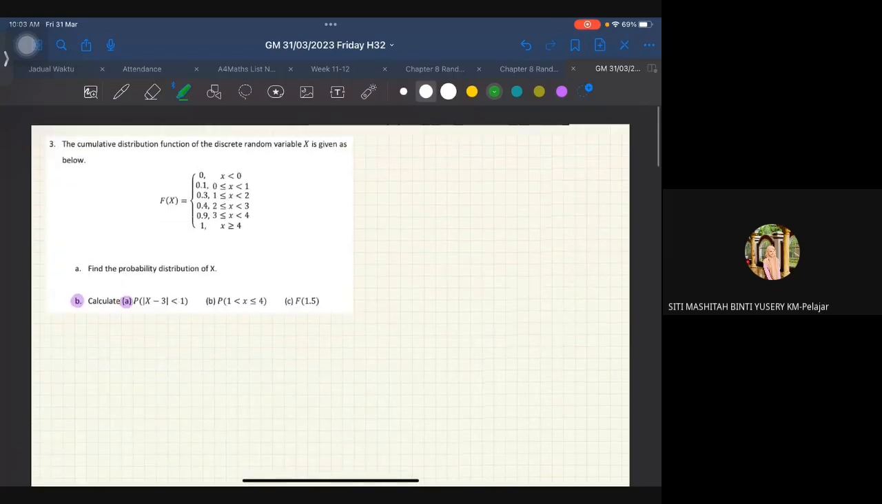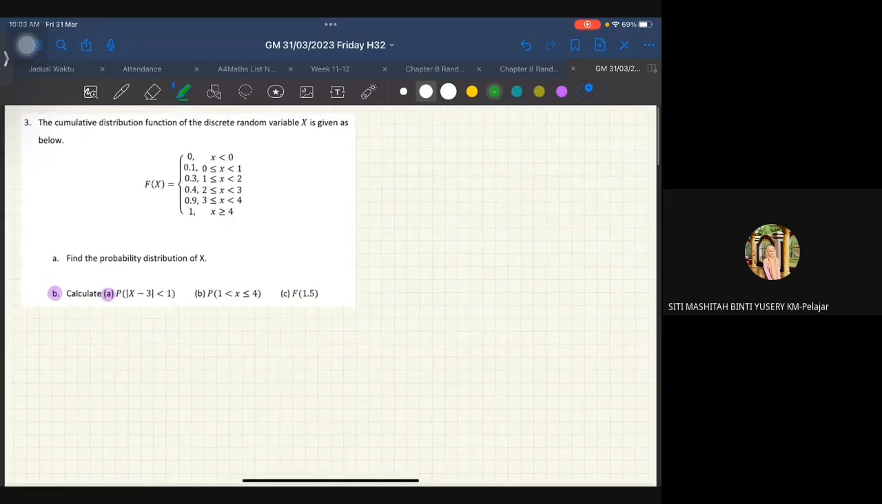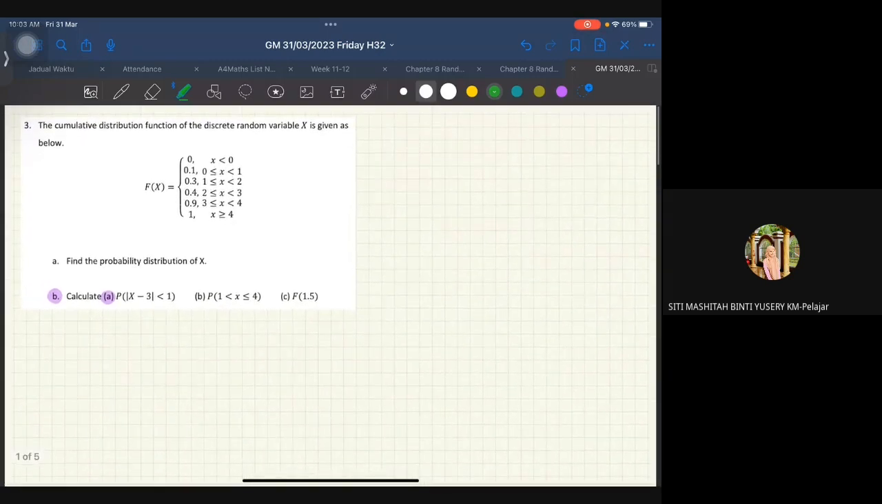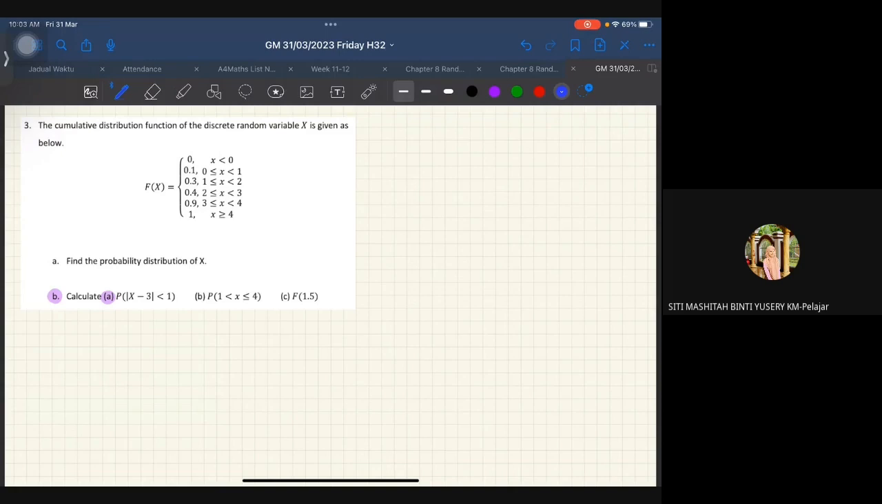So jom, kita discuss dulu question number 3 part BA. Okay, so dekat sini dia bagi awak the cumulative distribution function of discrete random variable. Soalan memang dah mention dekat situ, dia bagi kita a cumulative distribution function. Let me highlight it. Okay, cumulative distribution function.